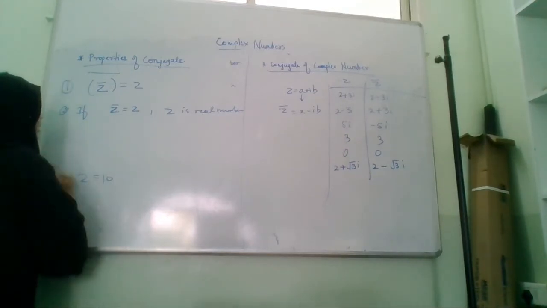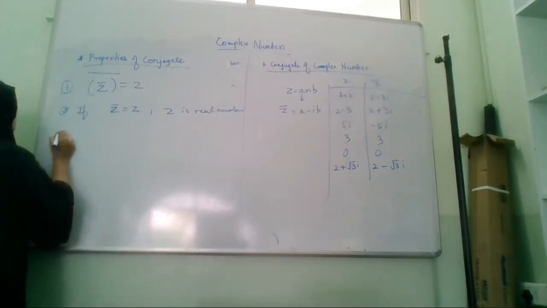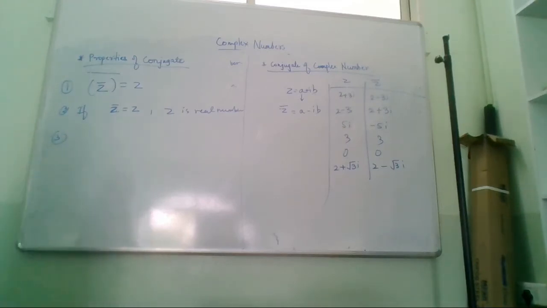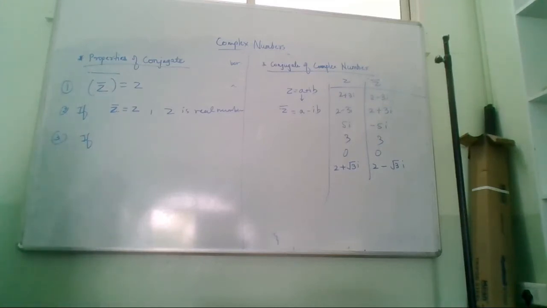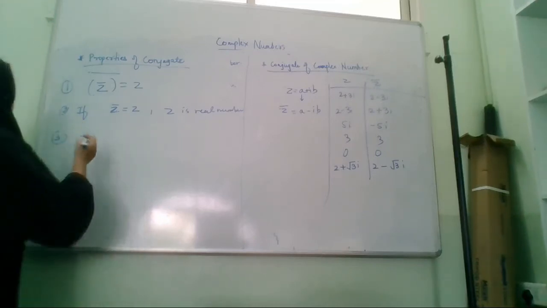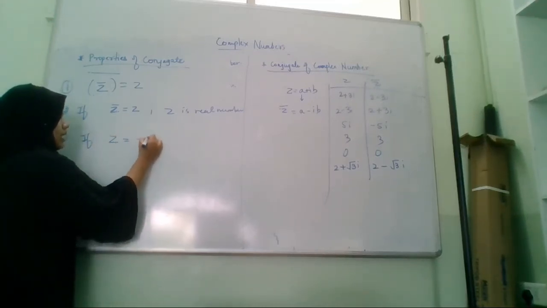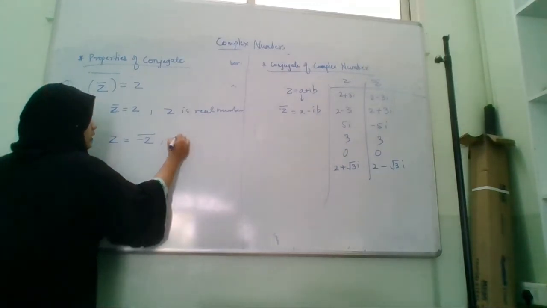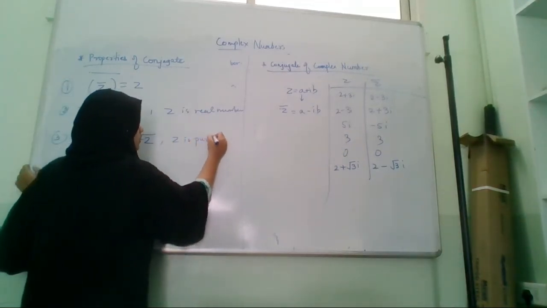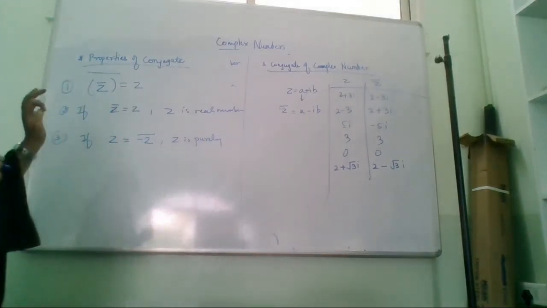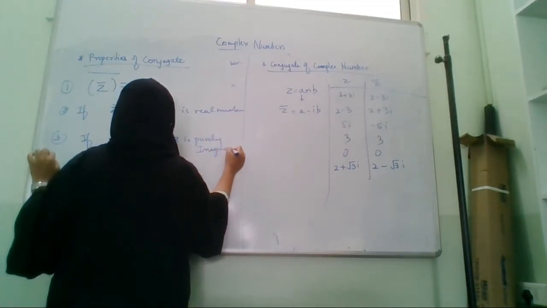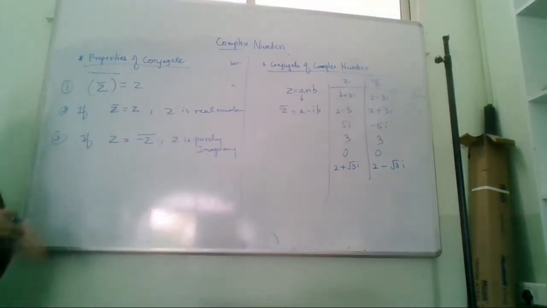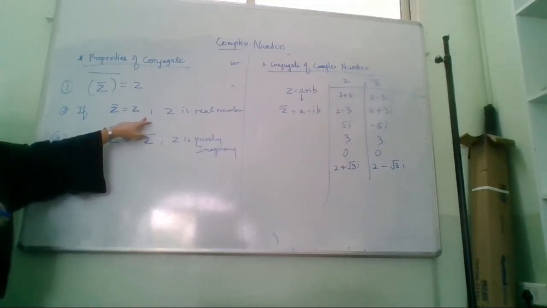Now the next property is property number 3: if Z is equal to minus Z conjugate, then Z is purely imaginary. Then Z will be a purely imaginary number. Z is equal to minus of Z conjugate.